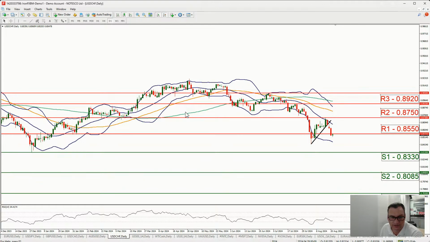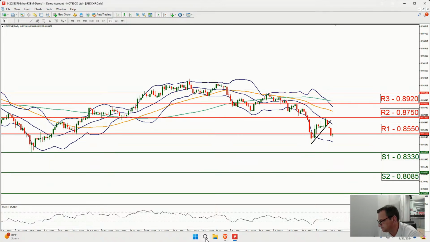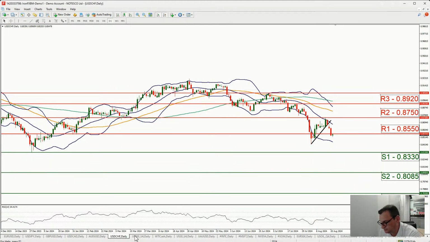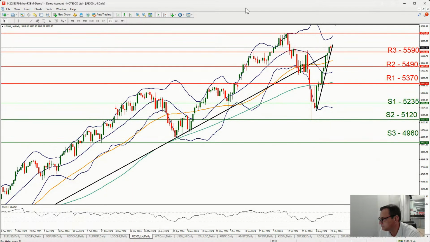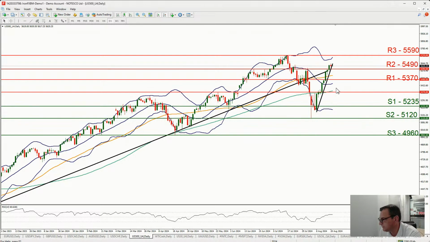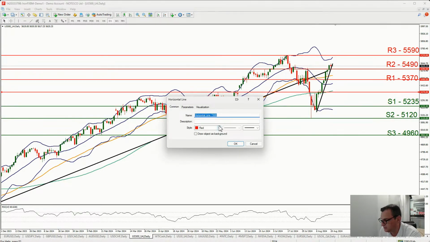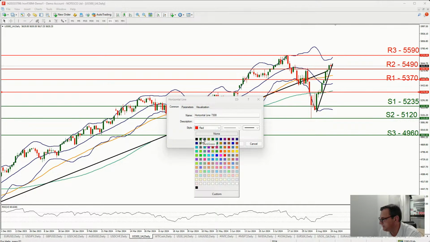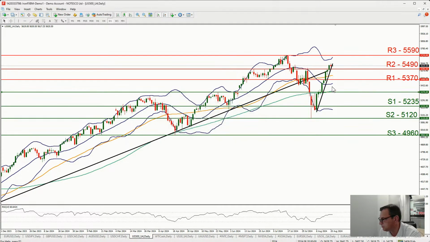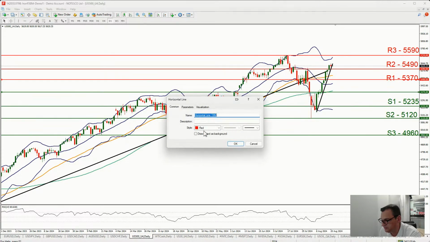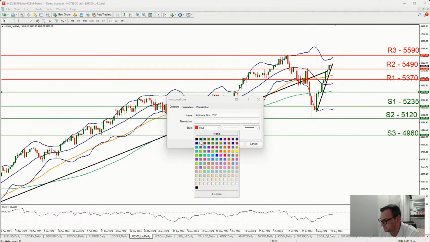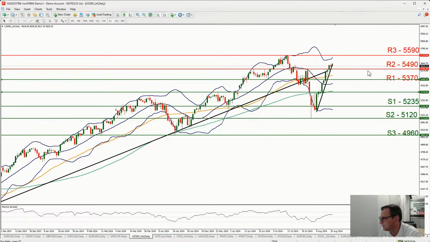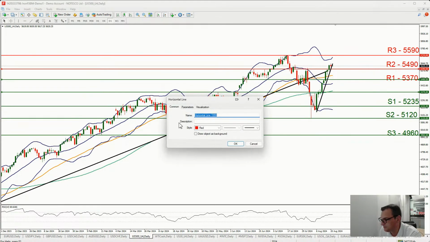Let's have a look at US 500. Okay, it's time that we set new resistance and support lines. Definitely the 5370 has to be turned into a support line, as also the 5490, and the 5590.